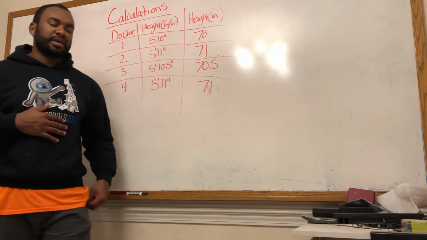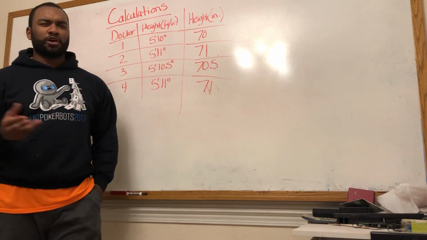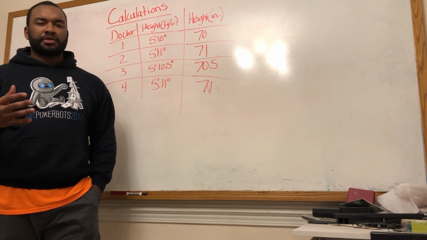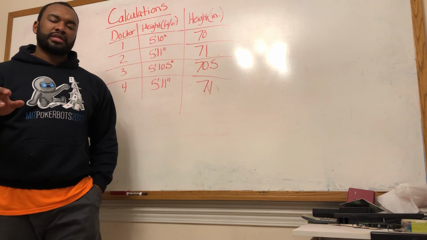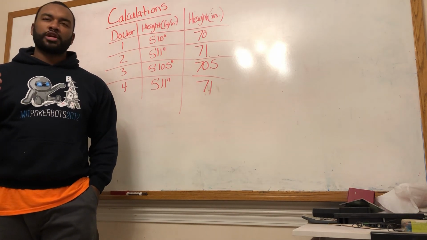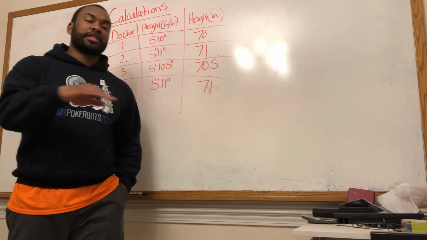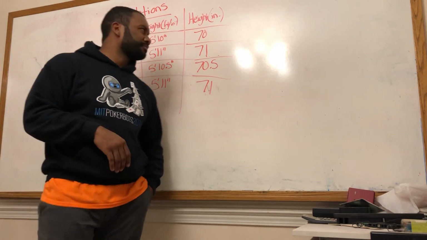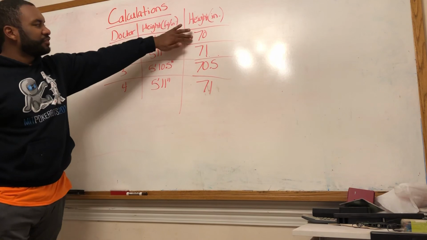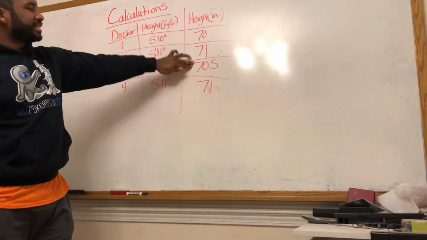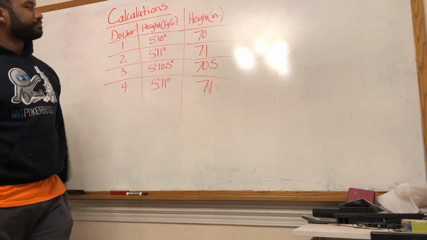Another insert I want to make is that basically, if you're off by a factor of 10 or 100, you did the calculation right, but you just misplaced the decimal point. But if you're off by a factor of like 3.28, that means that you were altogether incorrect in your process. But we'll get to that in a minute. So my height in inches is 70, according to Dr. 1. 71, 70.5, 71.